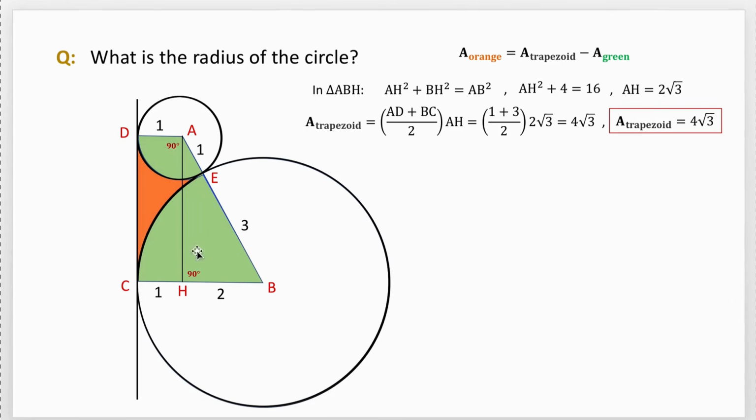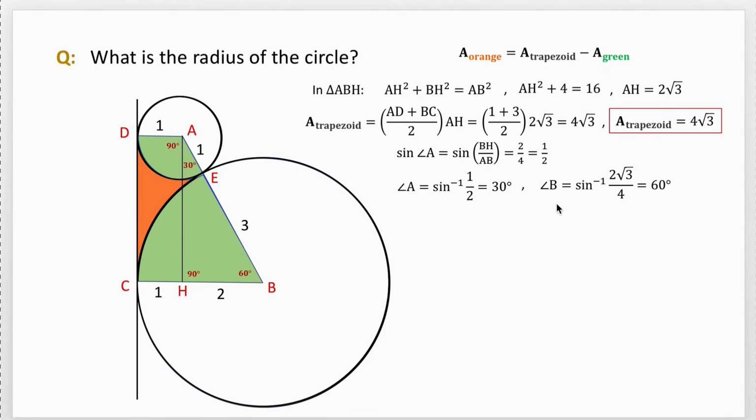In the right triangle ABH, sine of angle A is BH over AB. BH is the opposite side and AB is the hypotenuse, which results in 1 over 2. Since sine inverse of 1 over 2 is 30 degrees, the angle A is 30 degrees. Similarly, angle B is 60 degrees.